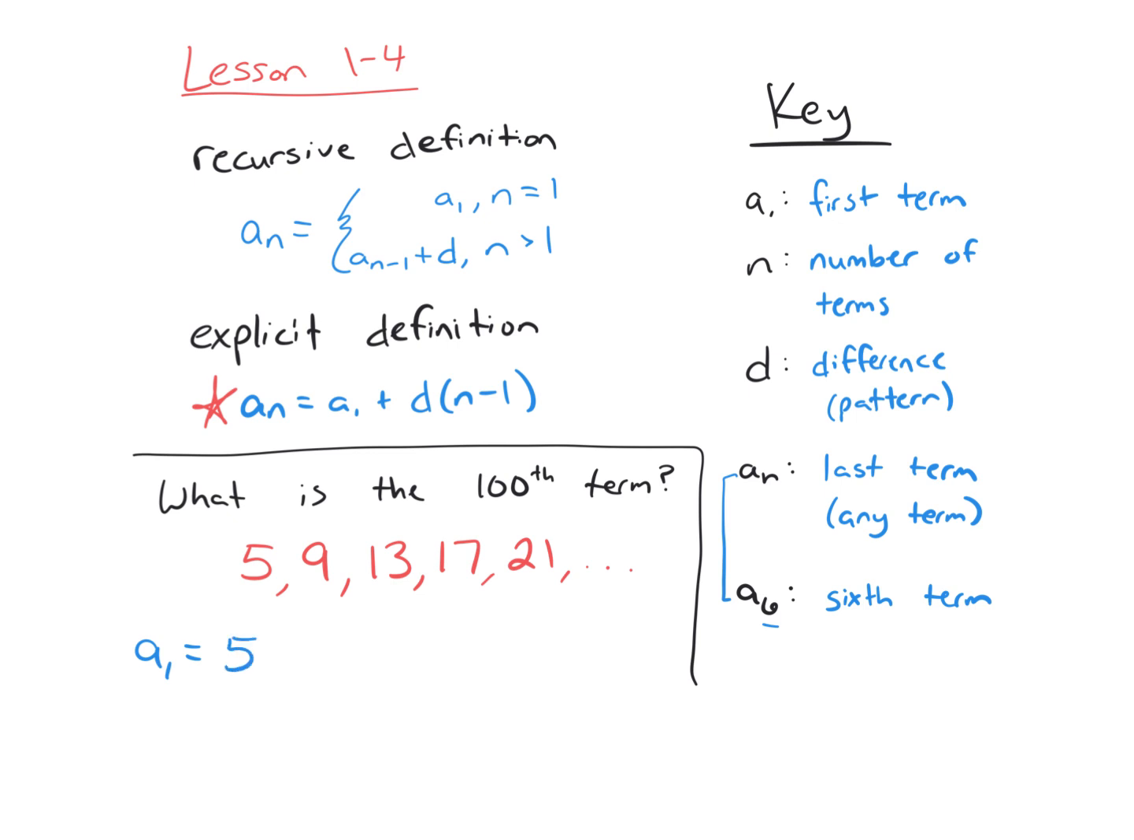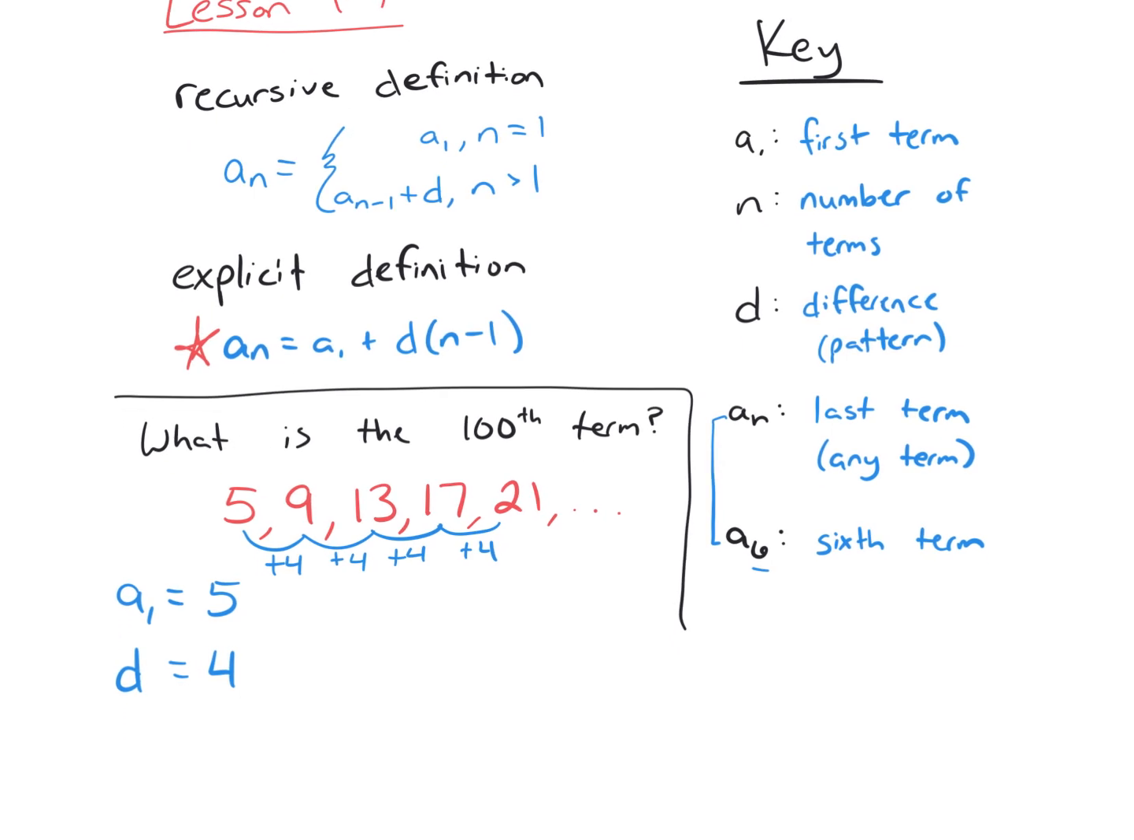In this equation, I also need to know what the difference is. How do I figure out what the difference is? How do I get from 5 to 9? Plus 4. 9 to 13? Plus 4. Yep, double check all of them. 13 to 17? 4. 17 to 21? 4. So our difference is positive 4.